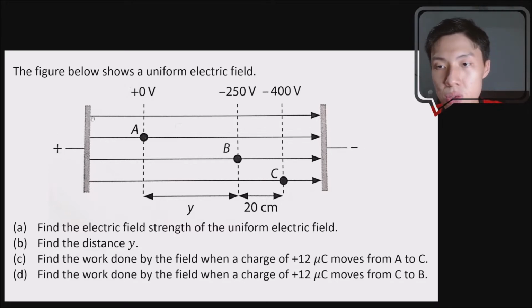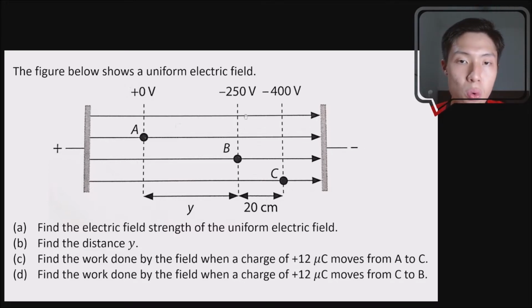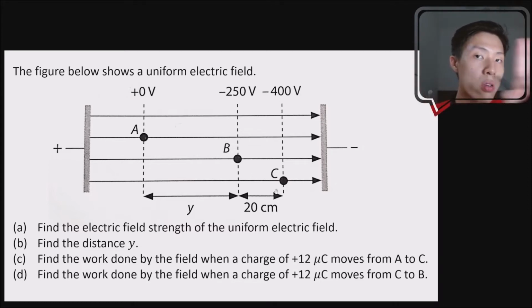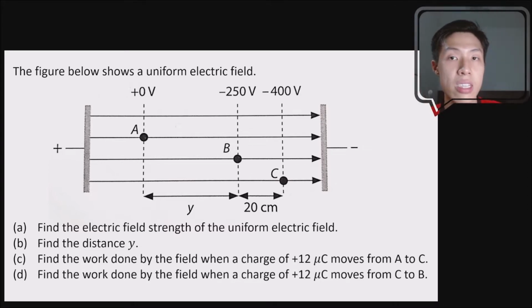That means you see this electric field line going to the right, and you see that the potential is decreasing as you move rightwards. From 0, it decreased to negative 250 volt, and it further decreased to negative 400 volt. Going along the electric field line, you'll find that the electric potential should decrease.